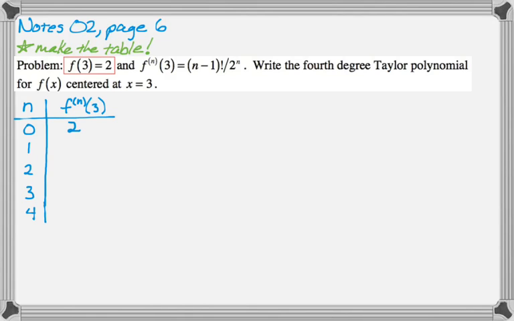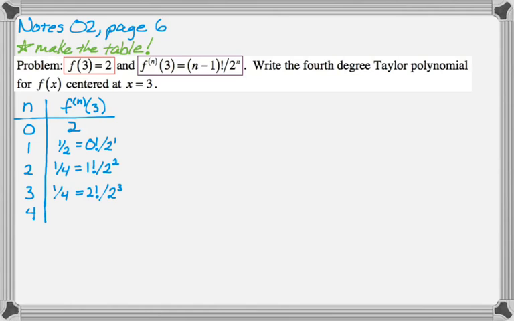So what I'm going to do is take n equals 1, plug it into that formula up here. I get back 1/2, and that came from 0 factorial over 2 to the first. 0 factorial, remember, is 1. Now I'm going to take 2 and plug it in. That'll give me 1/4, which comes from 1 factorial over 2 squared. Plugging in 3, I get 1/4, which is 2 factorial over 2 cubed.